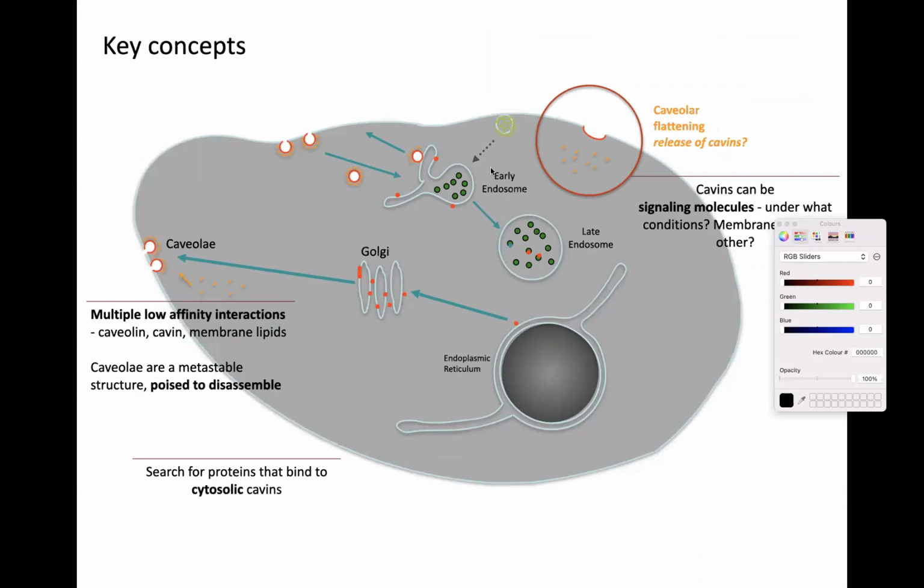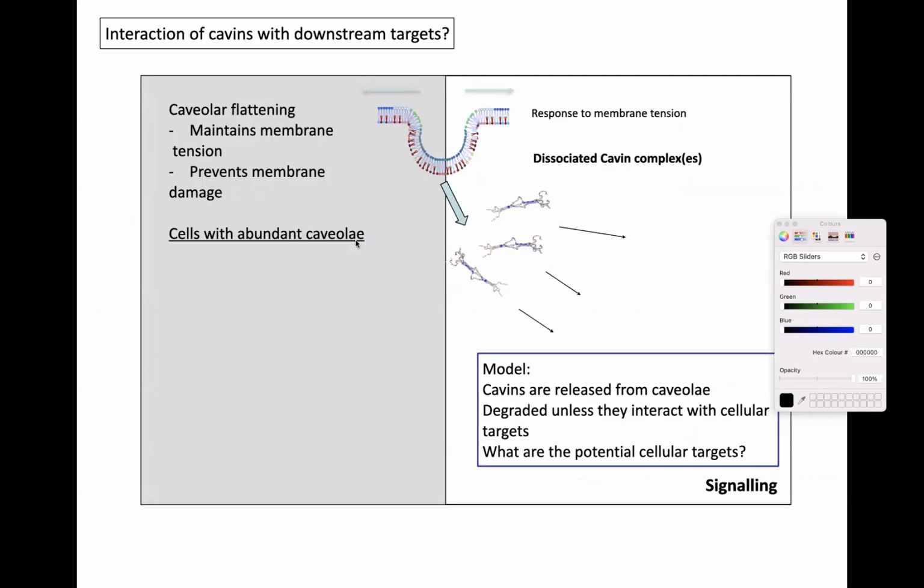So these are the key concepts. This was quite complicated. Multiple low affinity interactions between the caveolin, the cavin, and membrane lipids. Then you make this metastable structure. And then in response to physical tension on the membrane, this thing can disassemble and you release these proteins into the cell. And I'm going to show a couple of experiments on these mechanical aspects here. So what we speculate in cells with abundant caveolae is that if the caveolae flatten out, that will prevent membrane damage in response to this increase in membrane tension. So it's like a reservoir of membrane, like a little spring in the membrane.